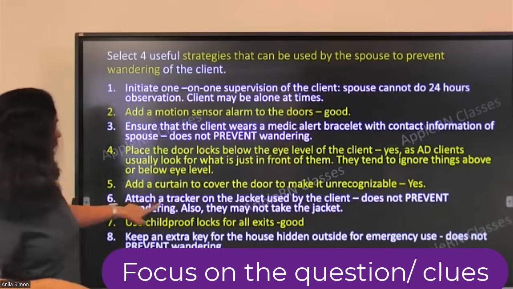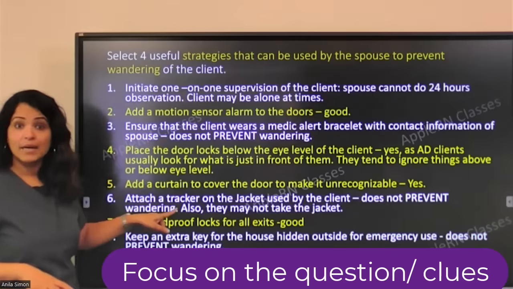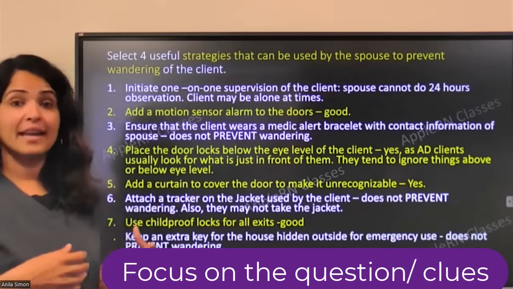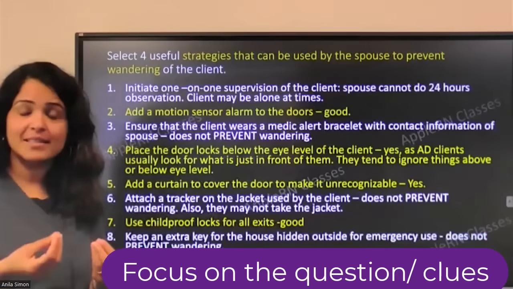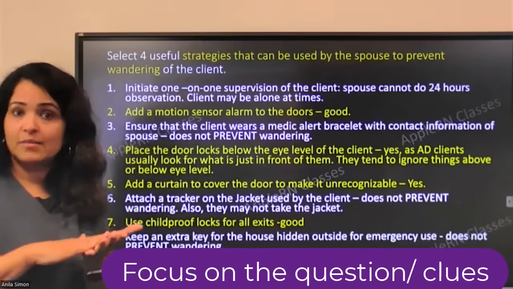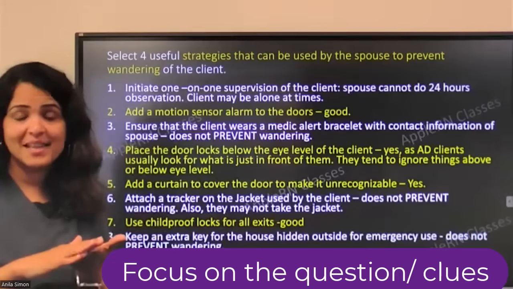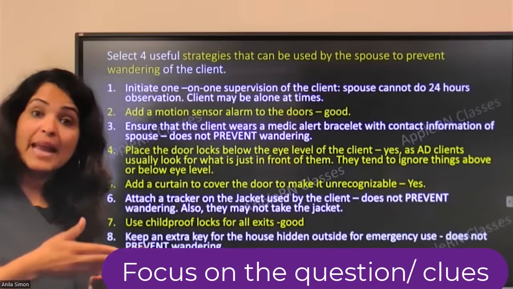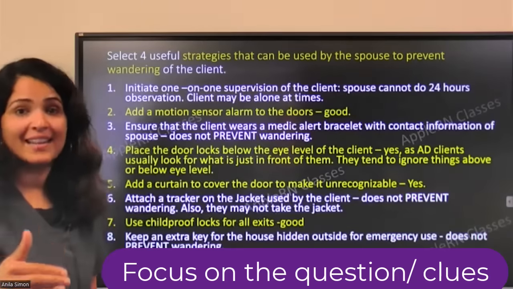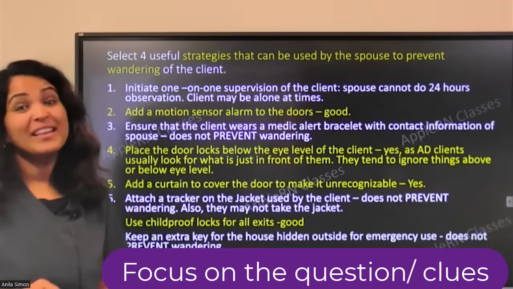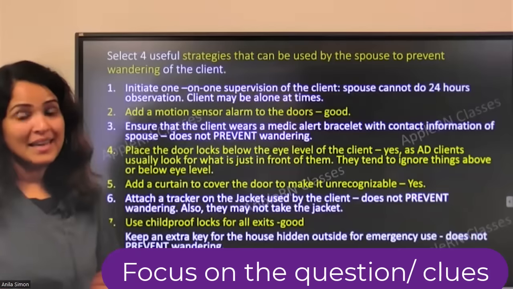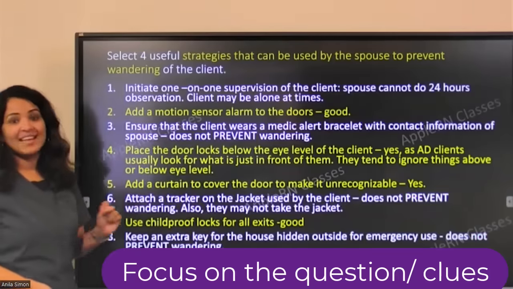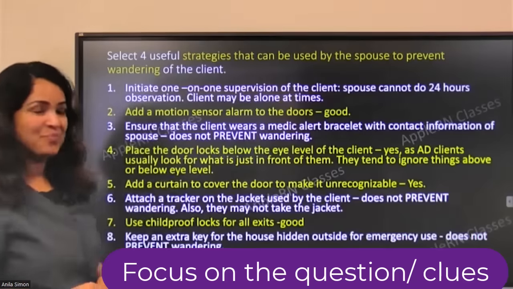Attach a tracker on the jacket used by the client. Again, this is kind of the same as this. It helps us to track the client when they are outside, or if they are lost. There are several trackers now which are available. We can monitor that on our cell phones now, and the signals will be there. There are kind of GPS-enabled things. So we will be able to locate where they are. But again, it's not going to prevent them from going. It's only helping us to get them after they are gone. But our question is about prevention. That's why we are not taking 6 as our option, right?